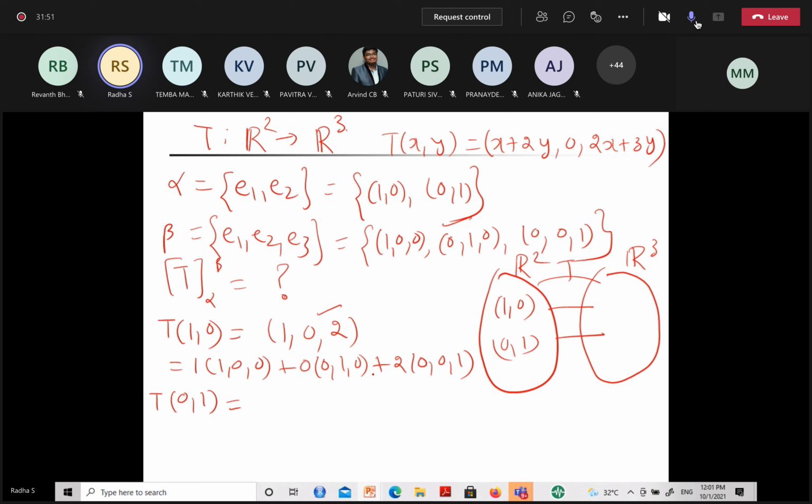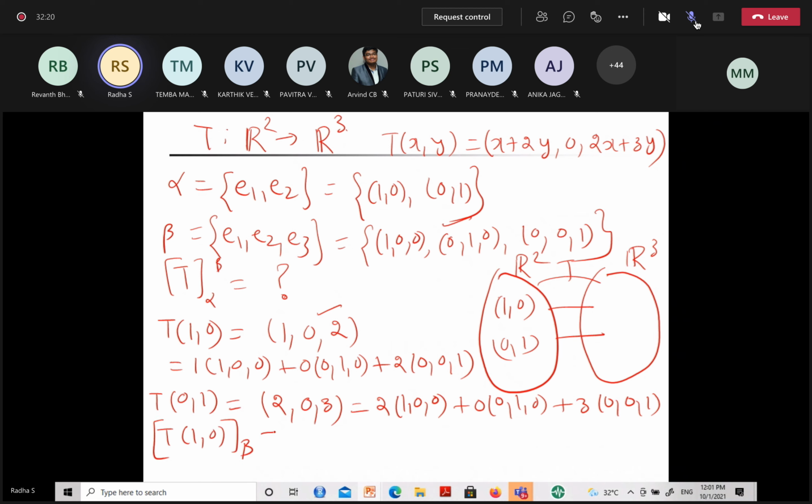What is T of (0, 2, 1)? It is (0, 3), (2, 0, 3), so it is nothing but 2 times (1, 0, 0) plus 0 times (0, 1, 0) plus 3 times (0, 0, 1). Okay. So what is T of (1, 0) with respect to beta?